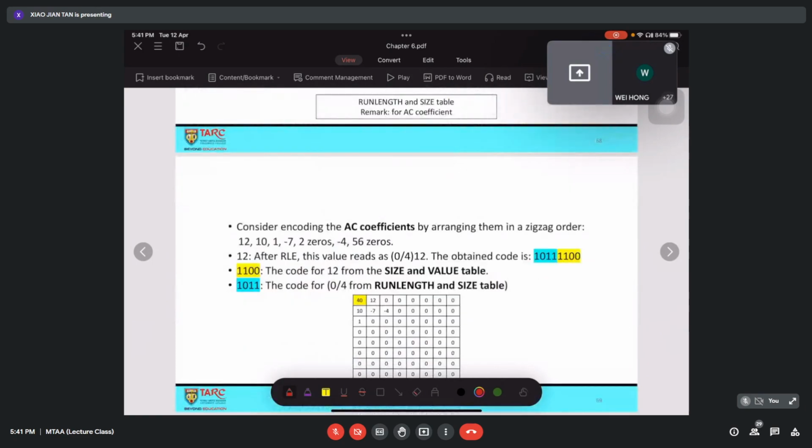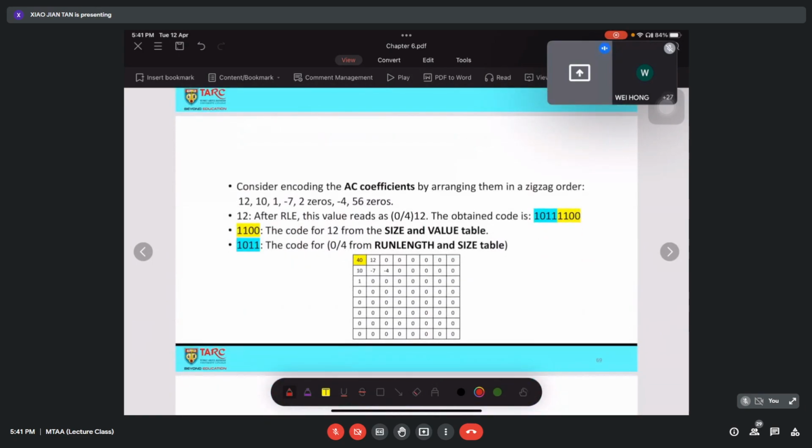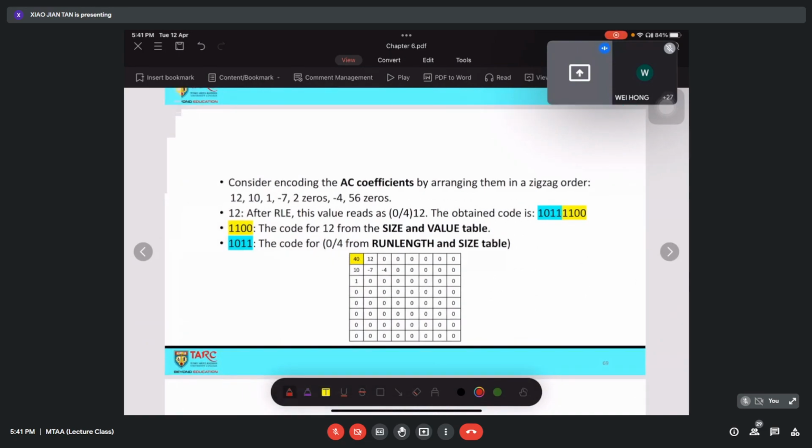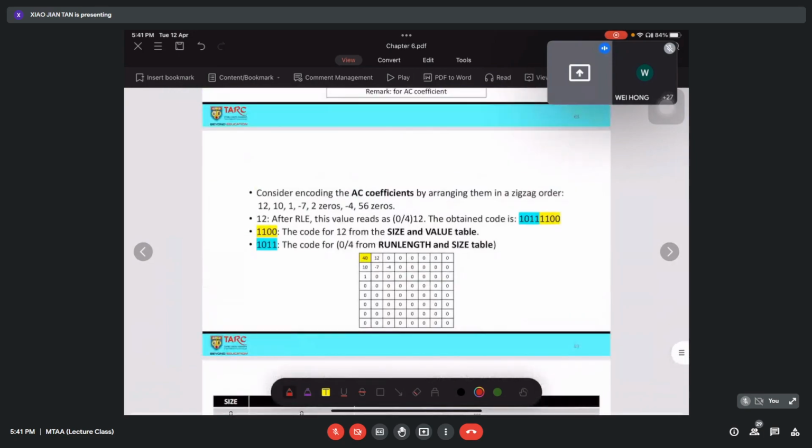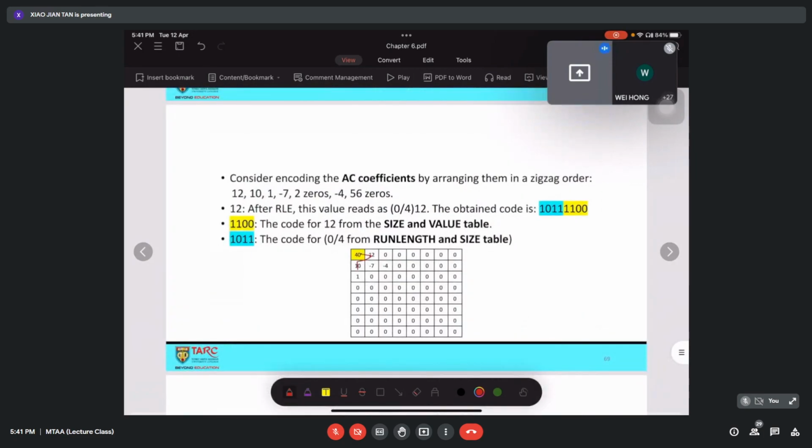So let's look at this example. First of all, you perform the zigzag first. The zigzag order is because 4D is not included, as 4D is the DC value. This is for AC only. So you start with 12, 10, 1, -7, 2, 2 zeros, and then followed by -4, 56 zeros.